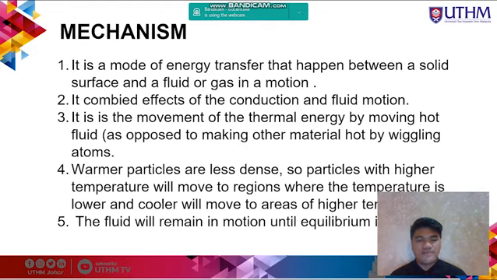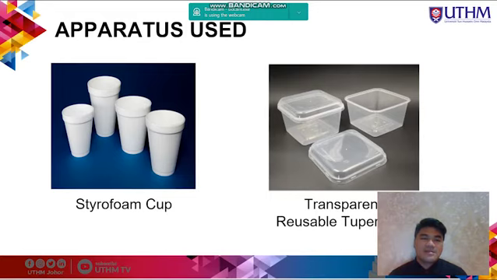To explain more about the experiment, the apparatus used in this experiment are a styrofoam cup, a transparent reusable Tupperware, red flavor food coloring, and green flavor food coloring. So these are the experimental methods that have been recorded earlier.